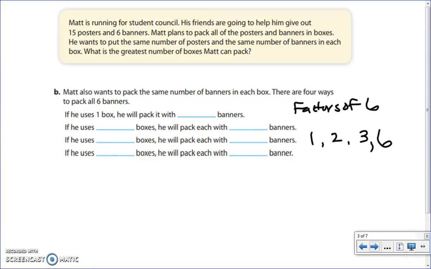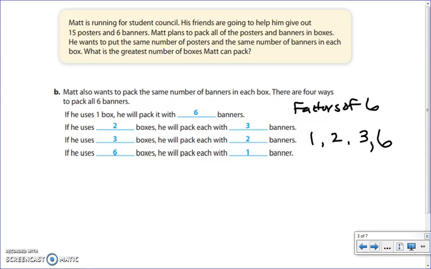If you just use 1 box, he would just pack it with all 6 banners. They would all go into 1 box. That would be fine. They would all be in the same place. What if we did 2 boxes? If he had 2 boxes, each would be with 3 banners. 2 times 3 would be all 6. If he used 3 boxes, he would pack each with 2 banners. Or if he used 6 boxes, he would put 1 banner in each box. Any of these scenarios would work for just the banners.